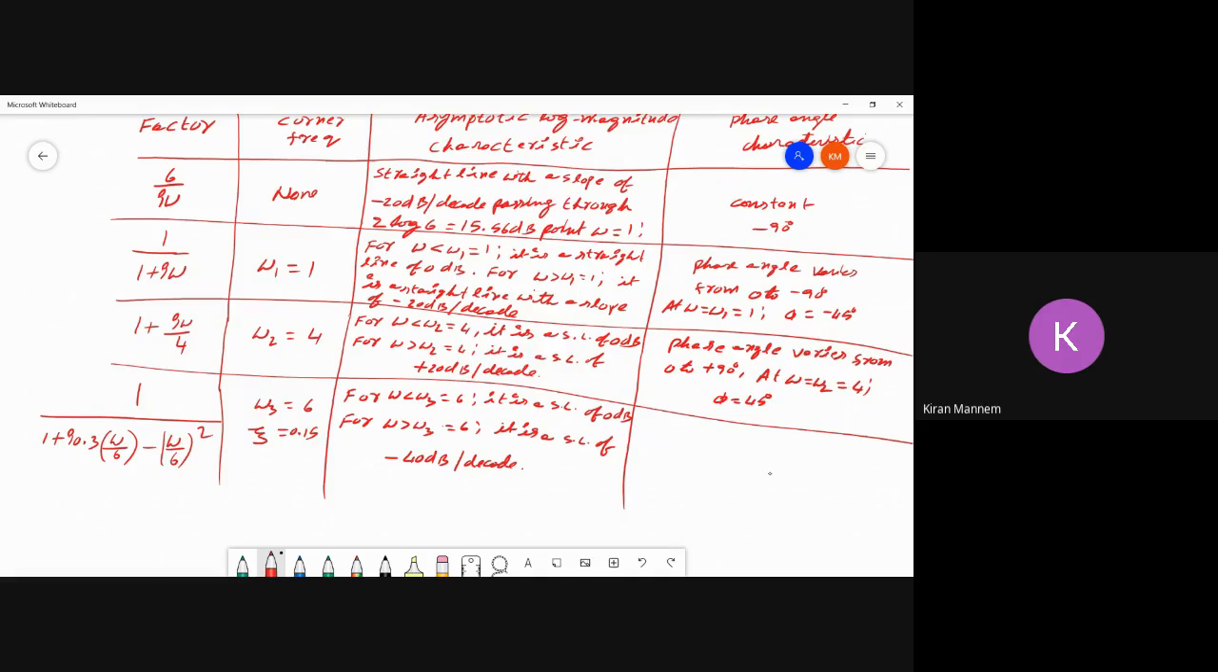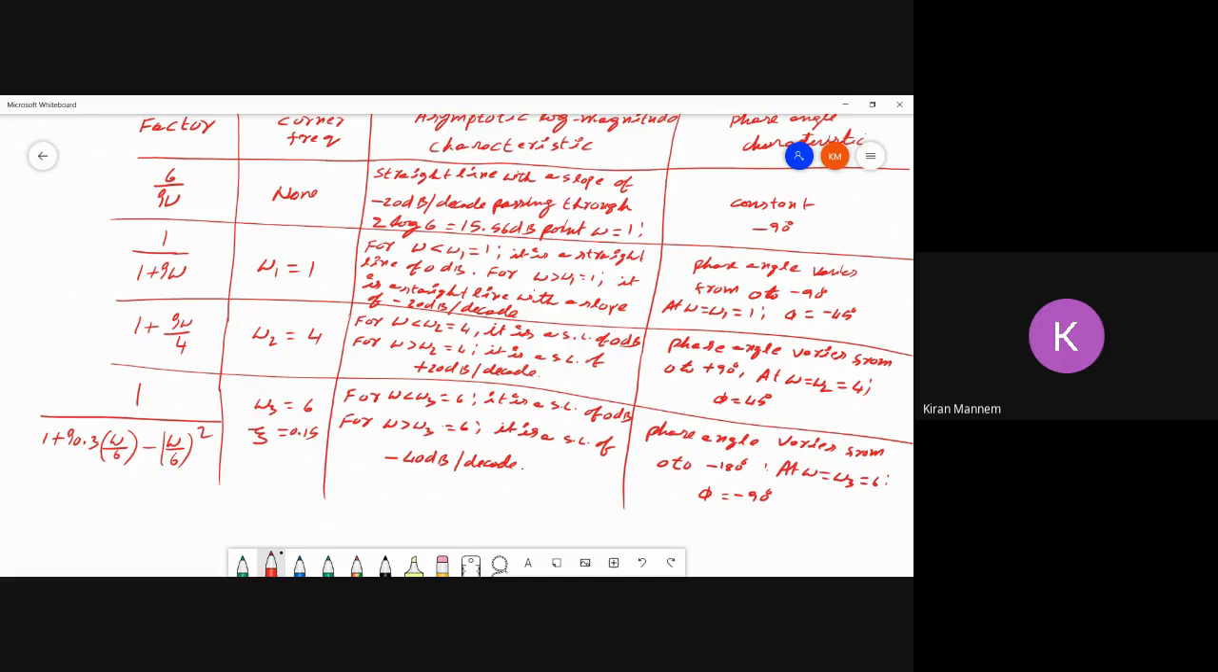Right. What's the phase angle? If we find the phase angle for this, phase angle varies from 0 to minus 180 degrees, and at omega equal to omega 3, that is 6, your phi value will be minus 90 degrees. So this is how we can prepare the table for the given basic factors.